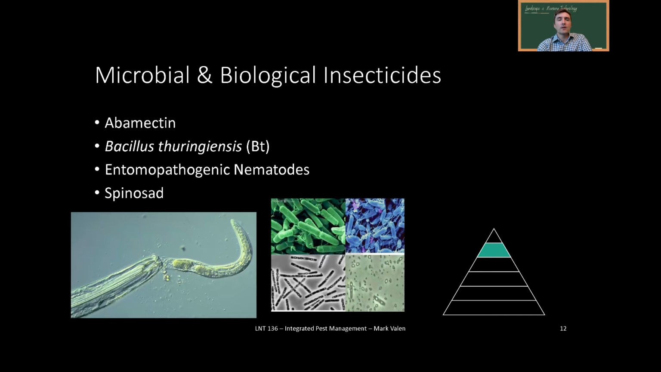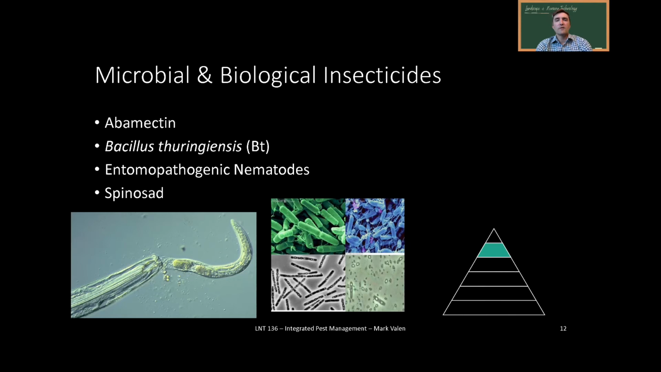First, we can consider microbial and biological insecticides. These are things like abamectin, BT, entomopathogenic nematodes, and spinosad. Abamectin is a chemical compound that is a natural byproduct of a soil organism. This soil organism participates in decomposition, and a natural fermentation byproduct is a compound called abamectin, and it works as an effective insecticide. BT, or Bacillus thuringiensis, is a bacteria, a living bacteria, that will kill insect pests that are moths and butterflies. Primarily caterpillars is what we're concerned with for BT.